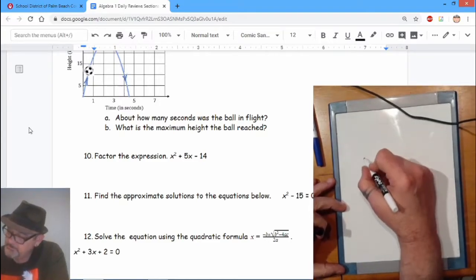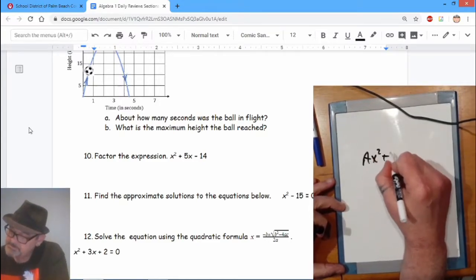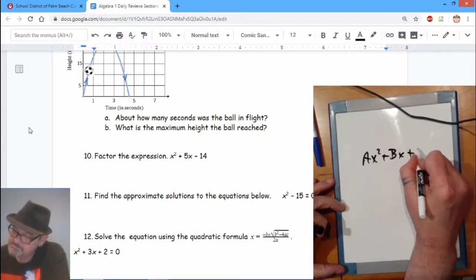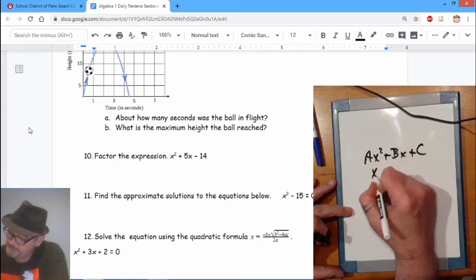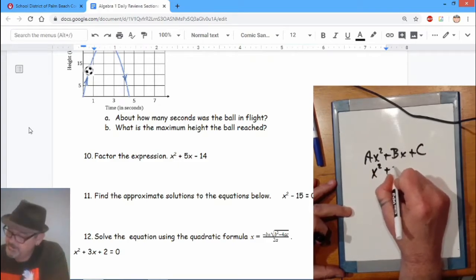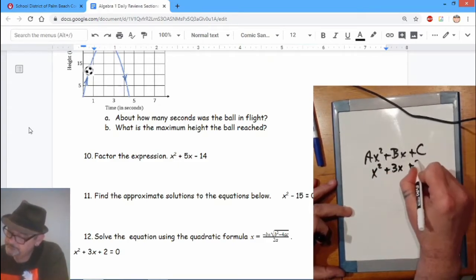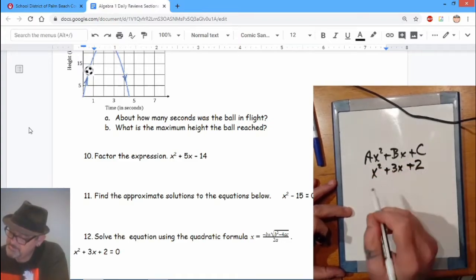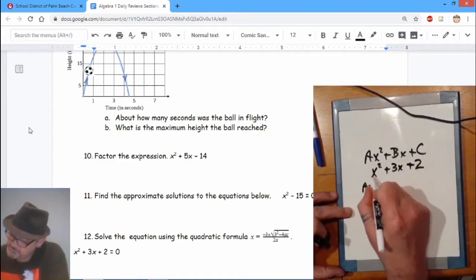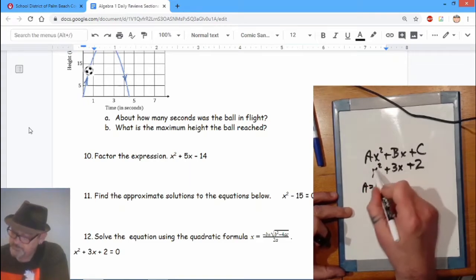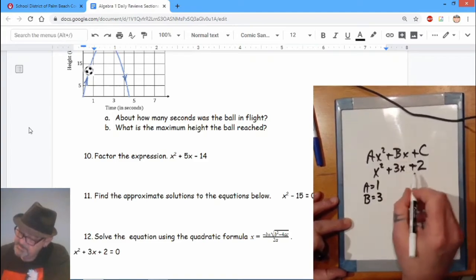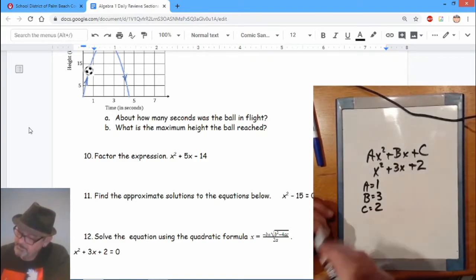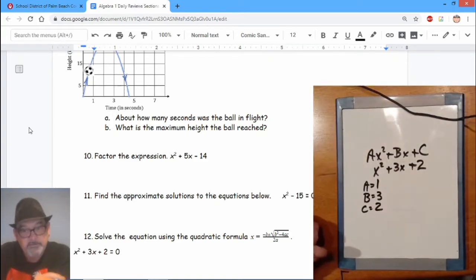quadratic equation, ax squared plus bx plus c. So my equation is x squared plus 3x plus 2. A, B, and C. So my A is just 1. There's a 1 here in front of the x squared. My B is 3, and my C is 2. Now we just plug those three numbers into the quadratic formula, which they actually gave us here.